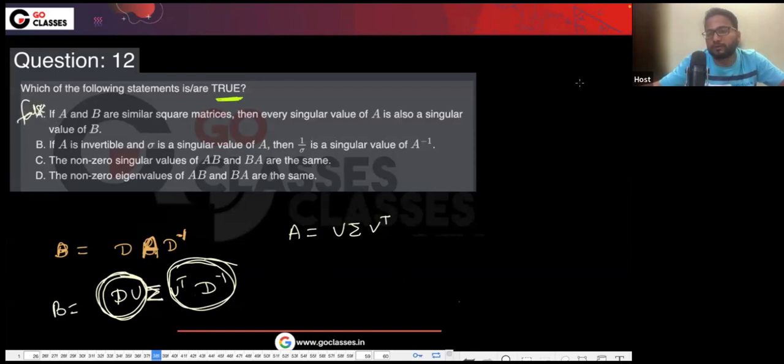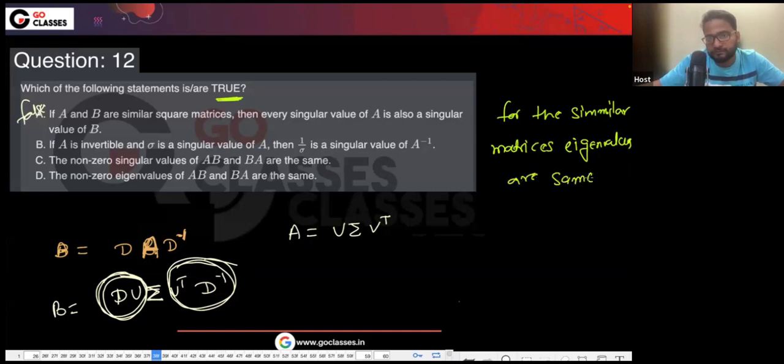Also, suppose that instead of singular values, I have eigenvalues. Then for similar matrices, eigenvalues are the same. Okay, what about this? If A is invertible and sigma is a singular value of A, then 1 upon sigma is a singular value of A inverse.